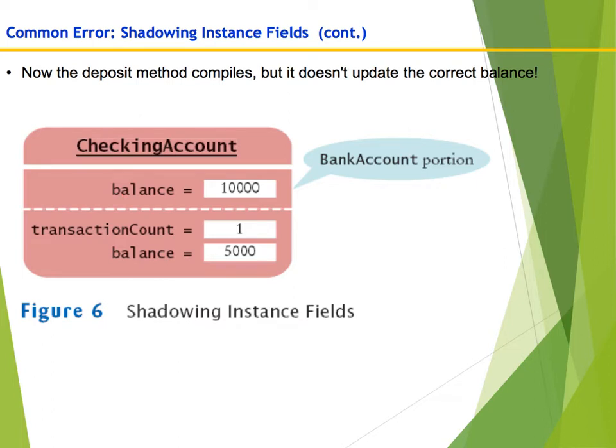The first one is the balance of the superclass BankAccount, and this one is the balance that you define inside the body of the CheckingAccount class. So when you are calling the deposit method, it doesn't update the correct balance. It updates the balance that you have inside your CheckingAccount. However, you expect that it changes the BankAccount's balance, which is not the case. That's why shadowing instance fields cause errors.